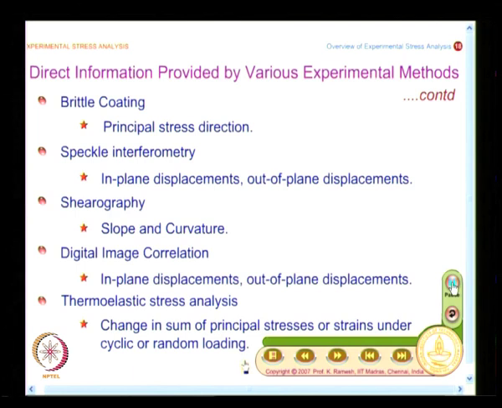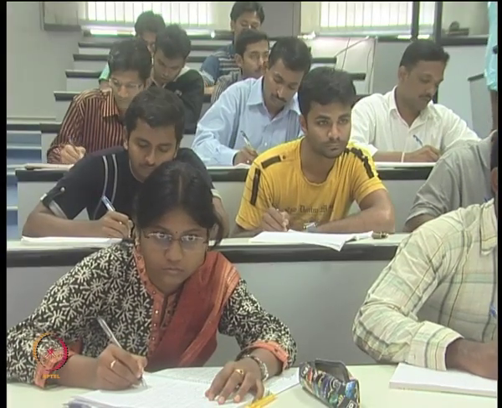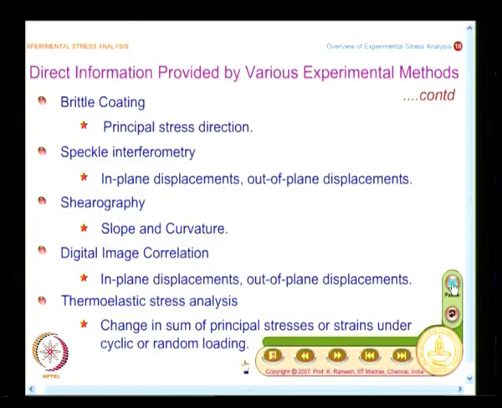And another non-contact technique you have is thermoelastic stress analysis, and this gives only the change in sum of principal stresses or strains under cyclic or random loading. And you all know fatigue loading is very common in actual structures. So for handling problems of this nature, thermoelastic stress analysis has come into play, particularly for high temperature measurements. You want to have non-contact measurement, this method has been developed. So directly it can give the change in sum of principal stresses.